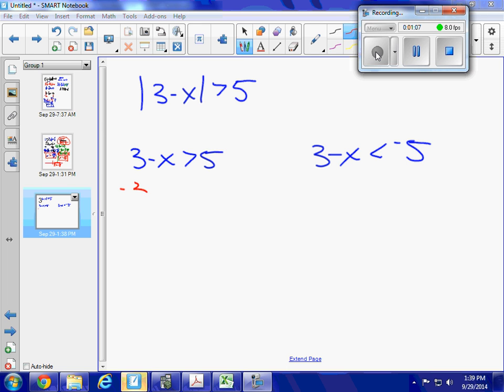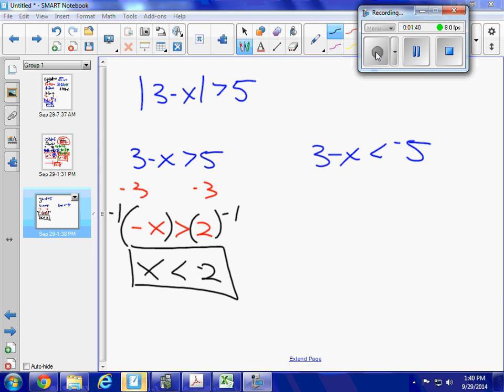How about if I subtract 3 from both sides? So I have -x is greater than 2. And I have to divide by -1 or multiply by -1 to get rid of my negative sign. So I'm going to wind up with x and a -2 over here, but my inequality sign has to flip. So I multiply this side and this side by -1, and I flip my inequality sign. So this is one of my answers right there.